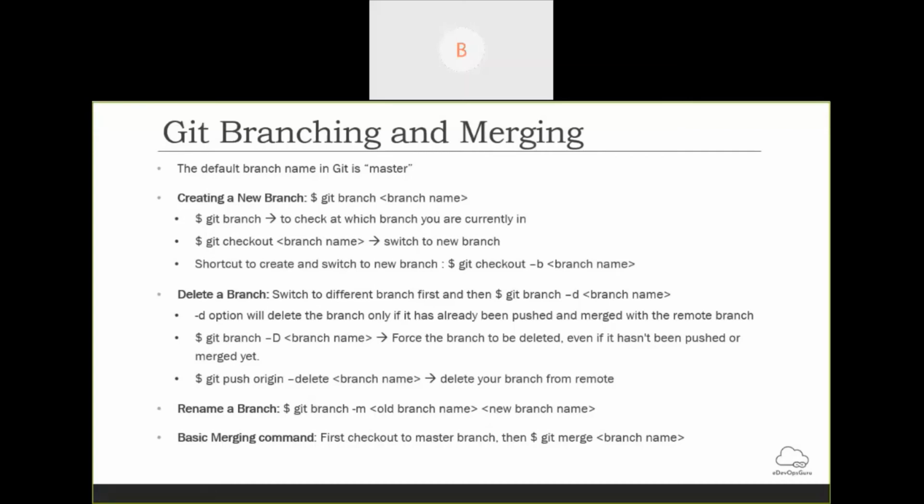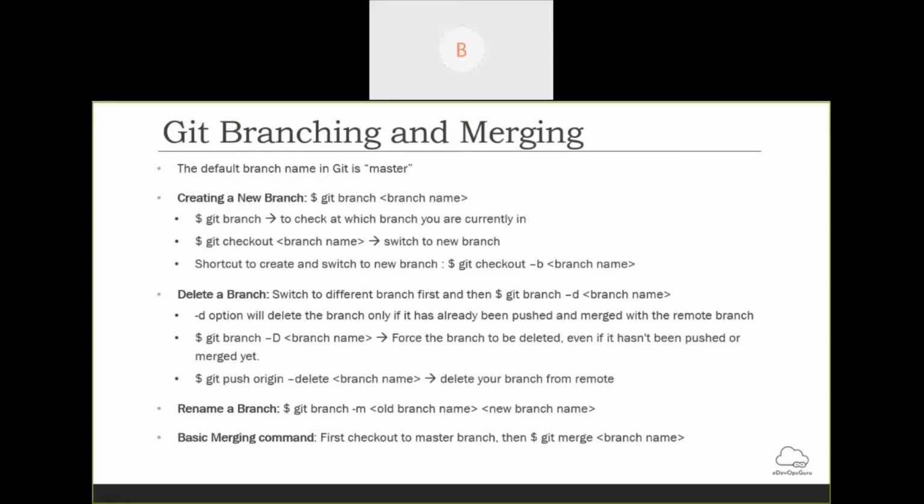In the meantime, if you have created a wrong branch, or after merging you need to delete the branch, this is the command: git branch -d. So -d will work only if your changes have been pushed and merged into your remote branch. And -D is a forceful delete of the branch, which is not recommended, but there are some circumstances where you can use -D to forcefully delete.